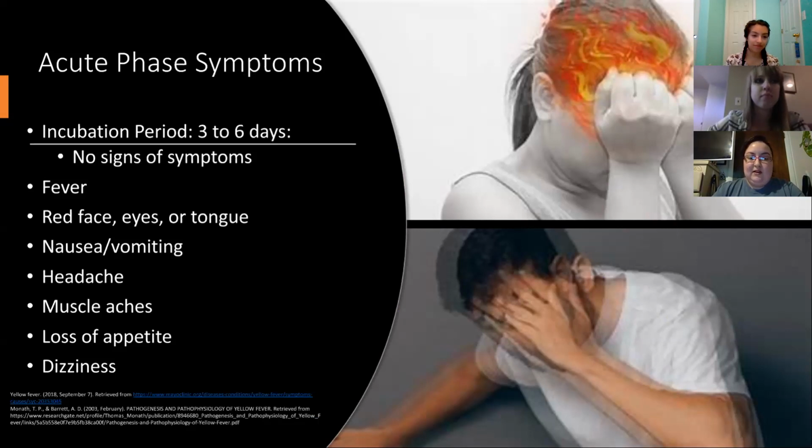If the host recovers from yellow fever, they can go into what's called the period of remission. If the host continues to be infected, they will experience headaches, dizziness, nausea, muscle aches, loss of appetite, and lastly, a red face, eyes, and tongue.